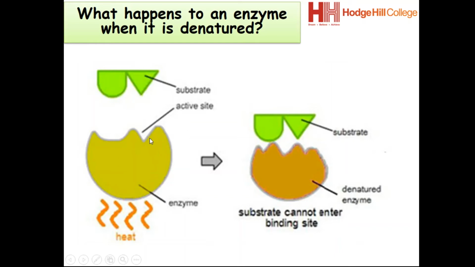So what happens is that the temperature is too high, so the active site actually changes shape, and because the active site changes shape, as you can see here, the substrate can no longer bind, and then it can't form the enzyme substrate complex, and therefore you can't end up with your products either.